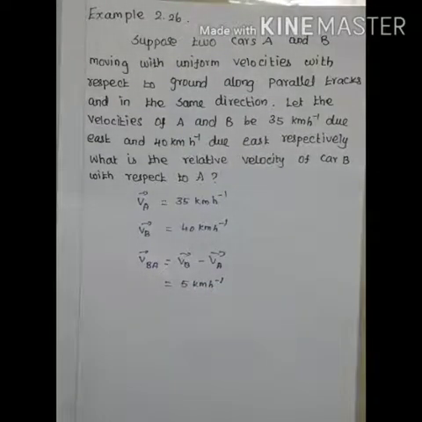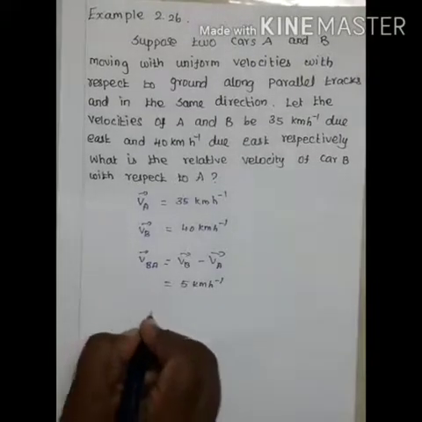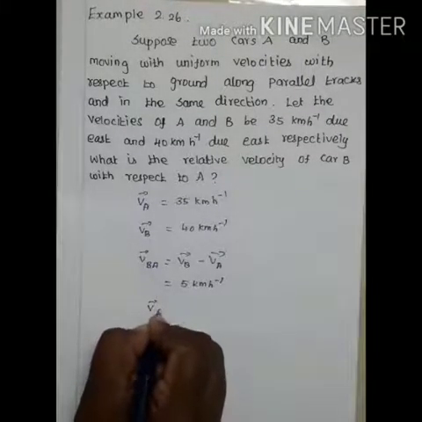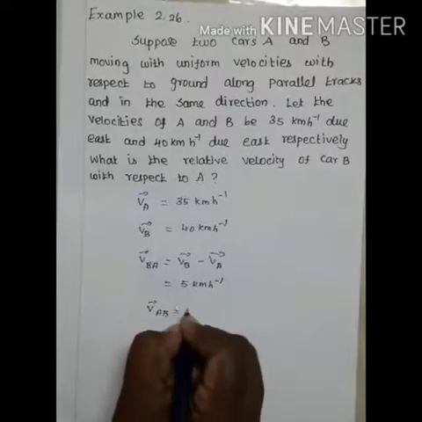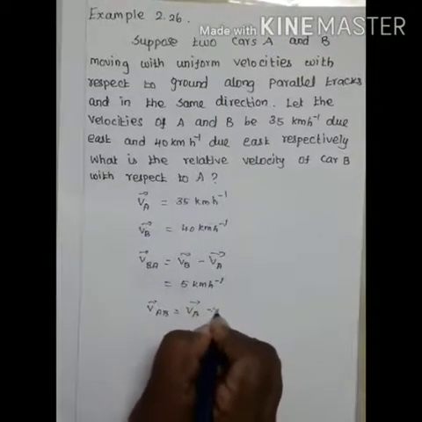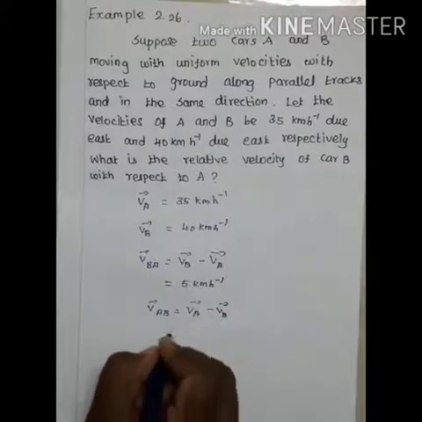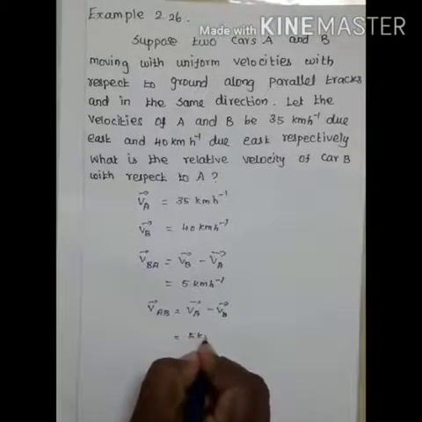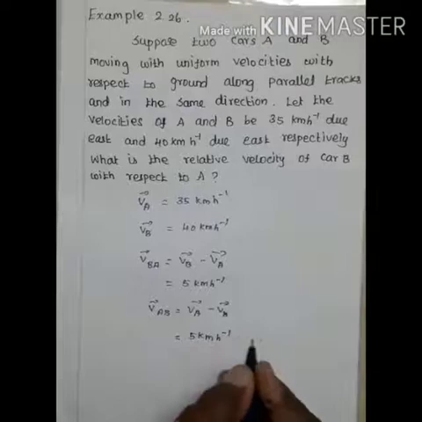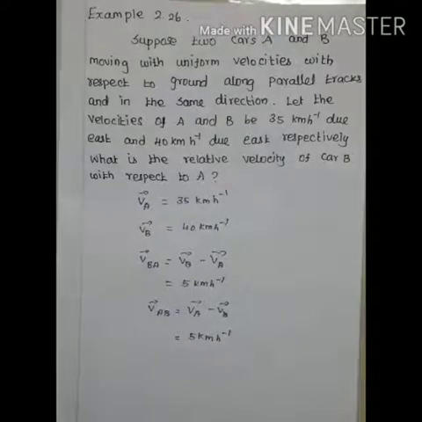Similarly, the relative velocity of A with respect to B: v_AB = v_A - v_B, so the value is -5 km/h. To a passenger in car A, car B will appear to be moving east with a velocity of 5 km/h. To a passenger in car B, car A will appear to move westwards with a velocity of 5 km/h.